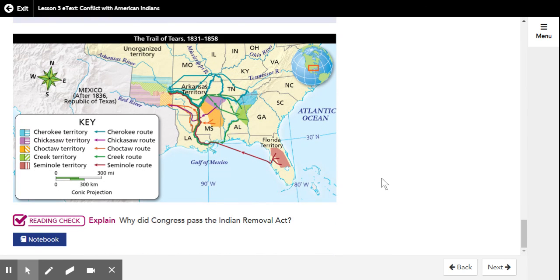Reading check. Explain. Why did Congress pass the Indian Removal Act?